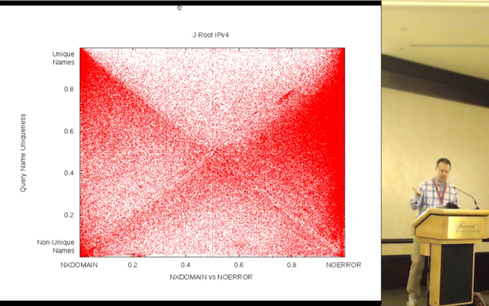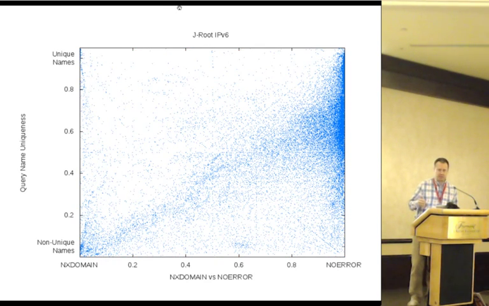So this is the v4 address of the current J-Root. And if we look at the current address of J-Root for IPv6, this is what we get. And it's obviously very different. First of all, there are fewer points, but there's almost nothing up here in this corner. You still get the good stuff, and you get a little bit of the bad stuff down here.